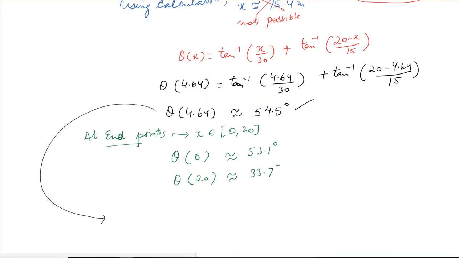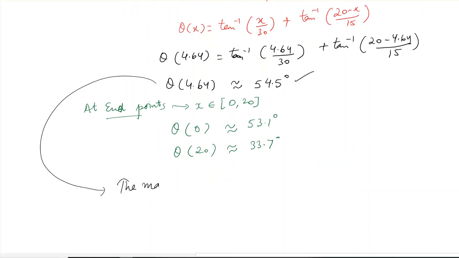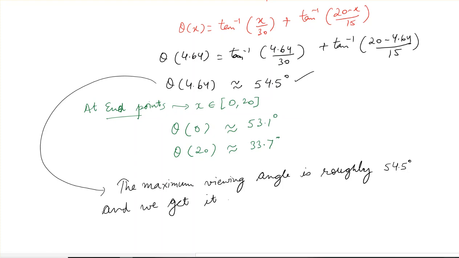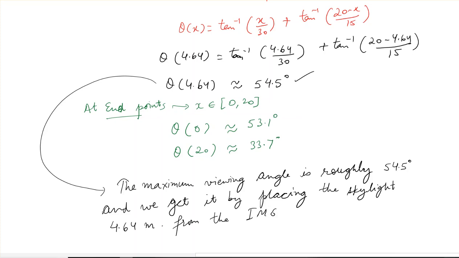Thus the maximum viewing angle is roughly 54.5 degrees, and we get it by placing our skylight 4.64 meters away from the tower.